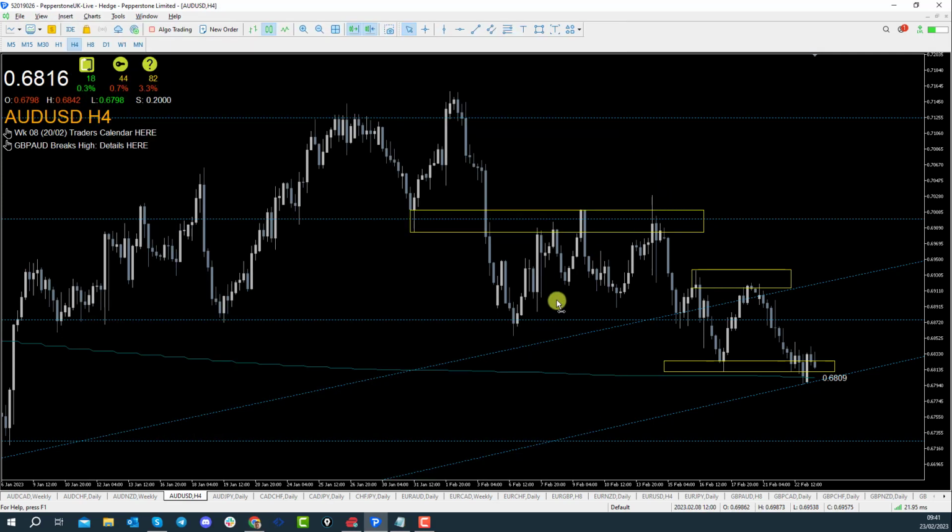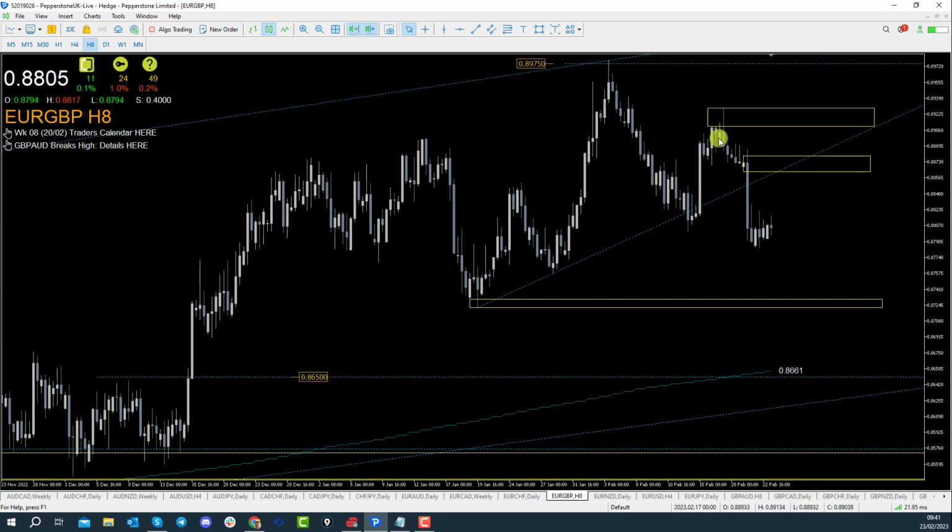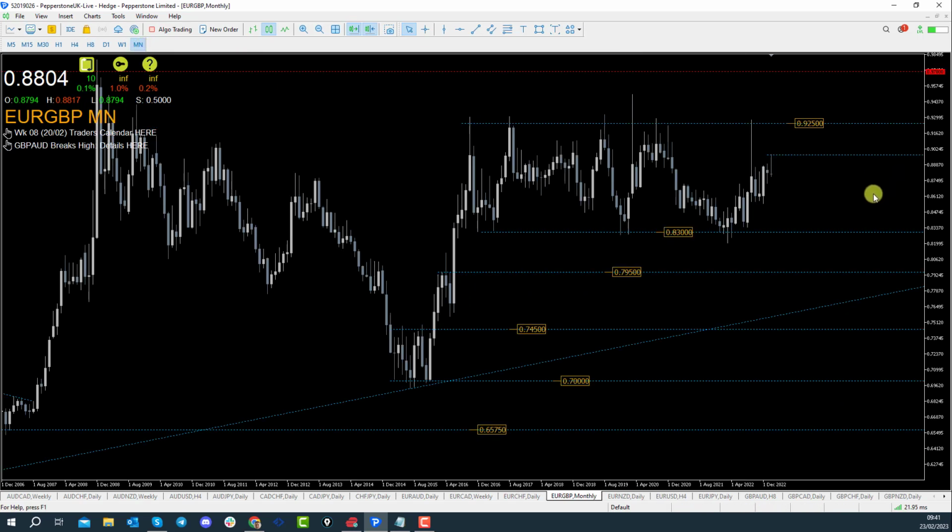So I want to have a little look at that currency across the board, and I looked at Euro Pound. If we just jump over to Euro Pound, you'll see why there is a potential for further downside here. Now if I go to the monthly time frame, just to give us our bigger picture narrative, you can see that we're trading in an overall range.